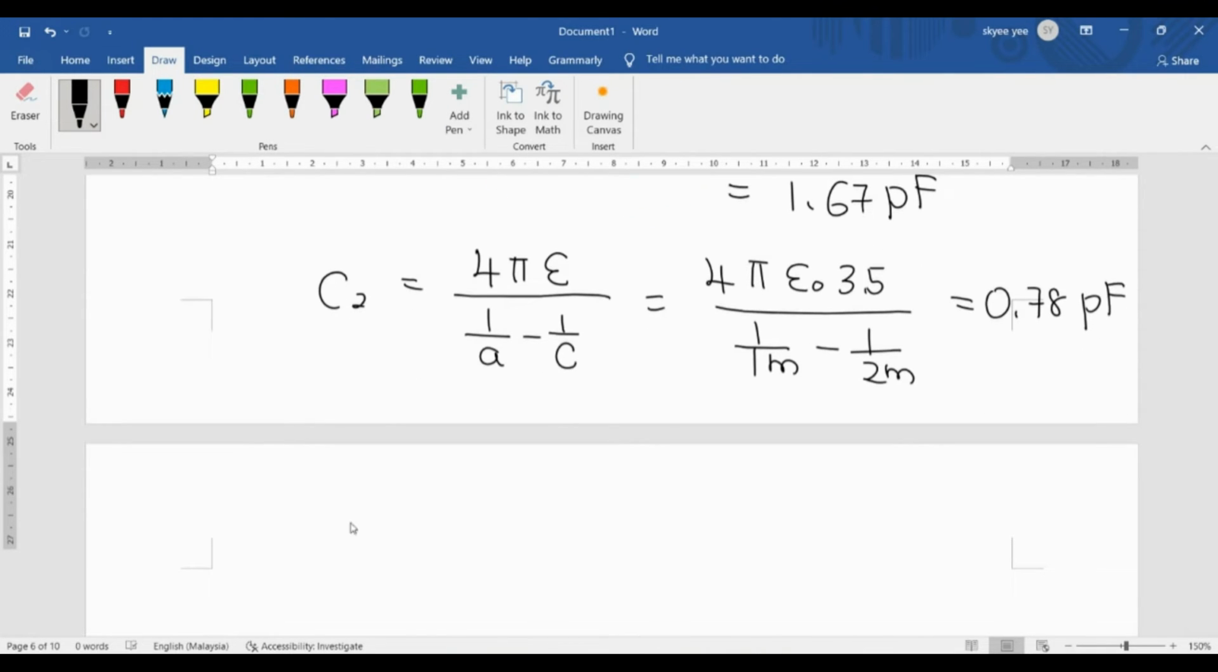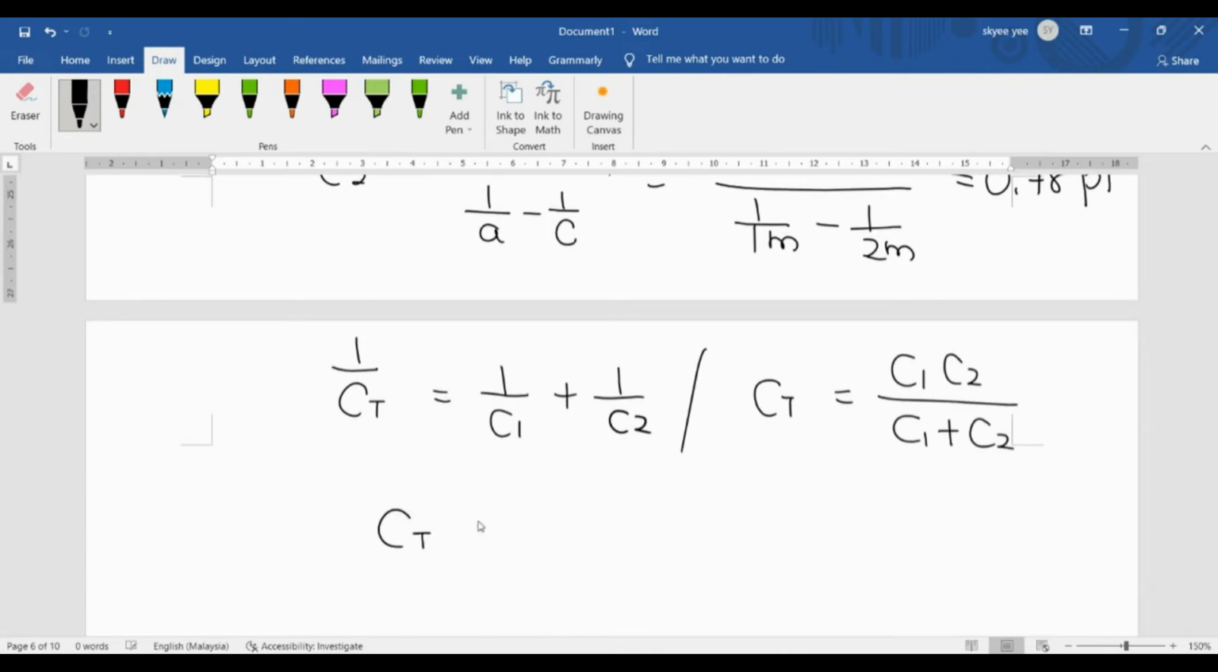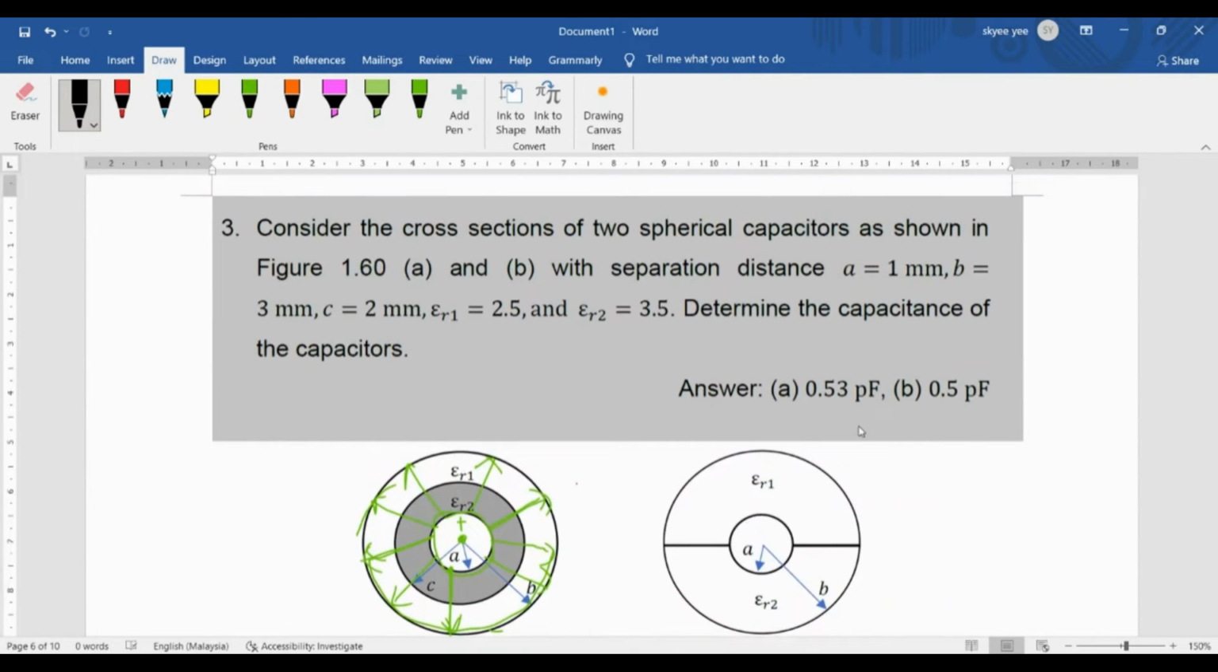Okay, so now is the C total. It is 1 over C1, sorry, 1 over C2, or the other formula. These two are the same. So C total is 1.67 plus 0.78, picofarad. I don't insert the pico. Okay, so it is 0.55 picofarad. Is it correct? 0.5553, something like that.